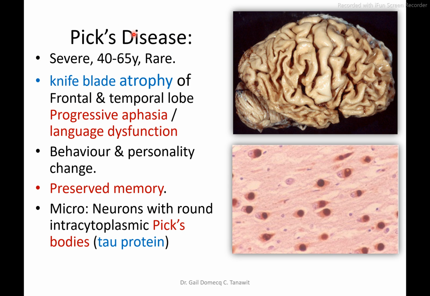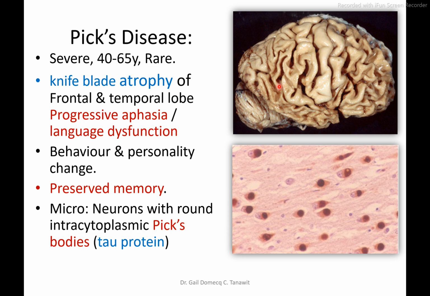And it's earlier in onset, 40 to 65 years of age. However, as compared to your Alzheimer's, this is less common. It would lead into a knife-blade atrophy of the frontal lobe. So parang nahiwa-hiwa yan. Frontal and temporal lobes are more commonly affected, leading into progressive aphasia and language dysfunction, behavior and personality changes. However, most of the memories are preserved.